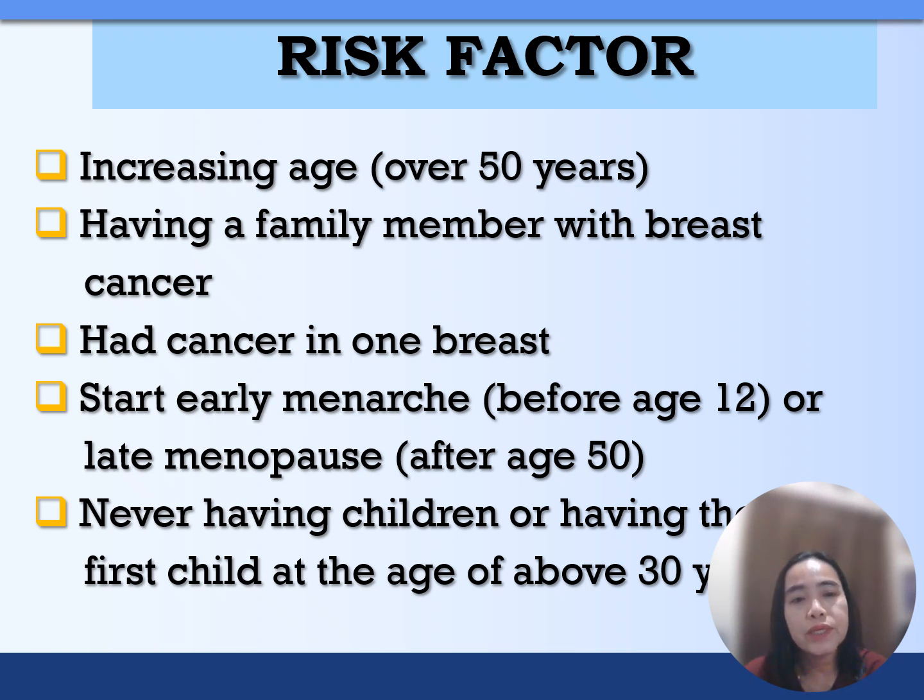The second one is having family members with breast cancer. It means genetics play a significant role in breast cancer risk. If you have a close family member, such as a mother, sister or daughter, who has had breast cancer, your risk is higher. This is especially relevant if the cancer was diagnosed at a young age or if there are multiple family members affected.